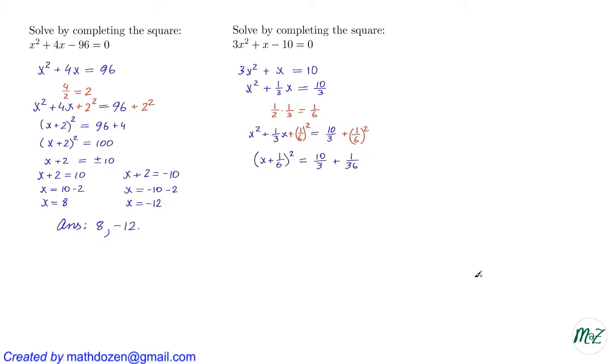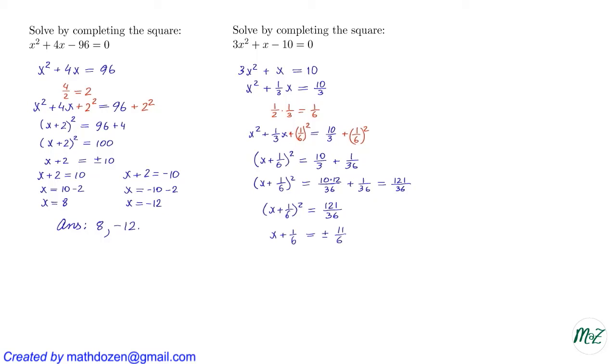Okay, so we have x plus 1/6 quantity squared equals 10 over 3 plus 1 over 36. That's the square of 1/6. So we need to combine those two fractions on the right-hand side. So to build up the denominator, we multiply 10/3 by 12 over 12. We end up with 10 times 12 over 36. If we continue the calculation, we end up with 121 over 36. So our equation is x plus 1/6 quantity squared equals 121 over 36.